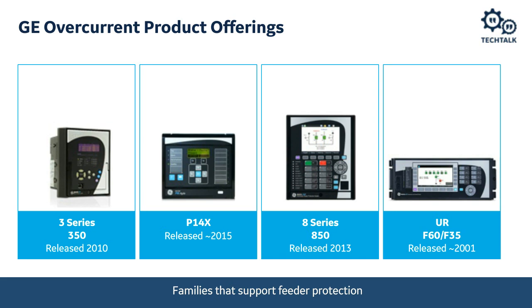The way our relays are broken up is by product family. The 3 series is a product family that is meant to be very cost effective, low function, and easy to set. And the variant in that family that does feeder protection is the 350. Now the 3 series also has a transformer protection relay, the 345, and a motor protection relay, the 339.